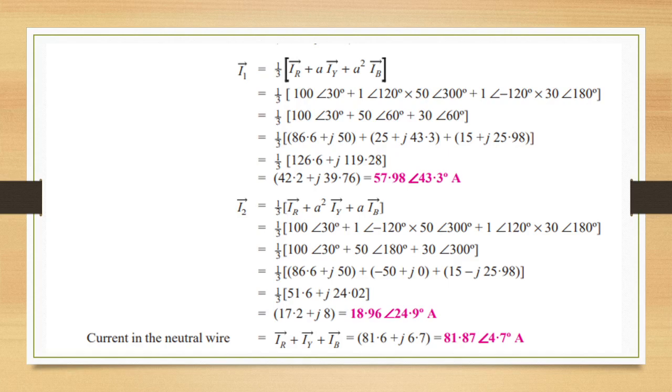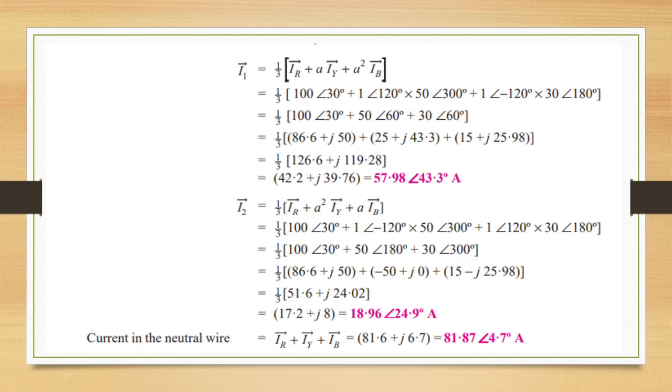Similarly, calculation of I1 and I2. I1 value is one third of IR plus A IY plus A square IB. A value in terms of polar is 1 angle 120 and A square value is 1 angle minus 120. All values are given. Convert polar to rectangular, add them, then convert rectangular to polar. Similarly for I2 also. And current in the neutral wire will be what?